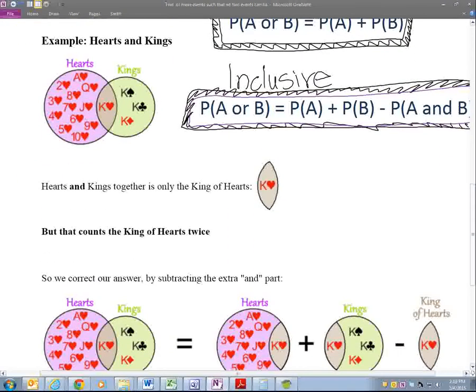All right. So we're going to find out exactly how we would find the probability of having a king and heart. So hearts and kings together, there's only one King of Hearts. Yeah, there's only one King of Hearts in a 52-card deck.